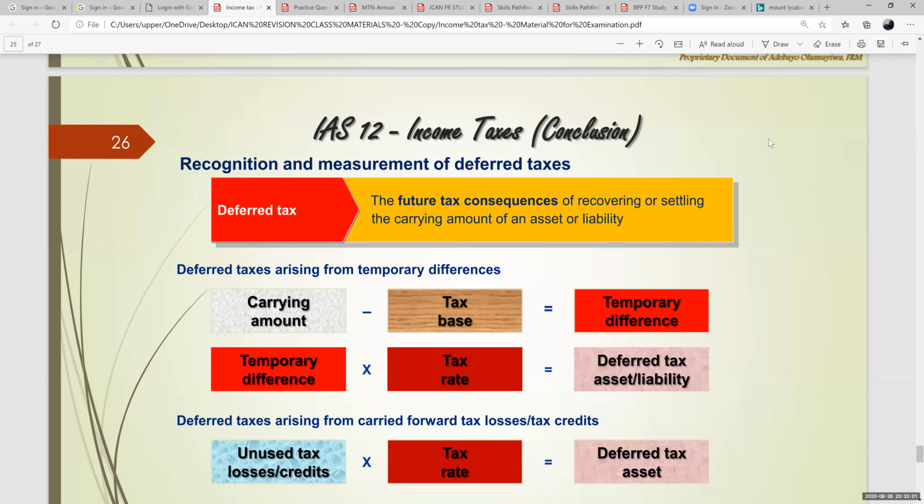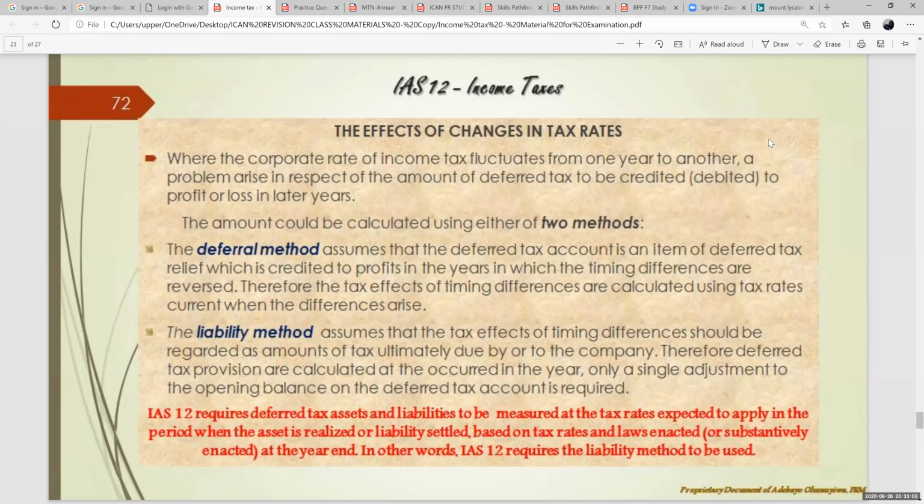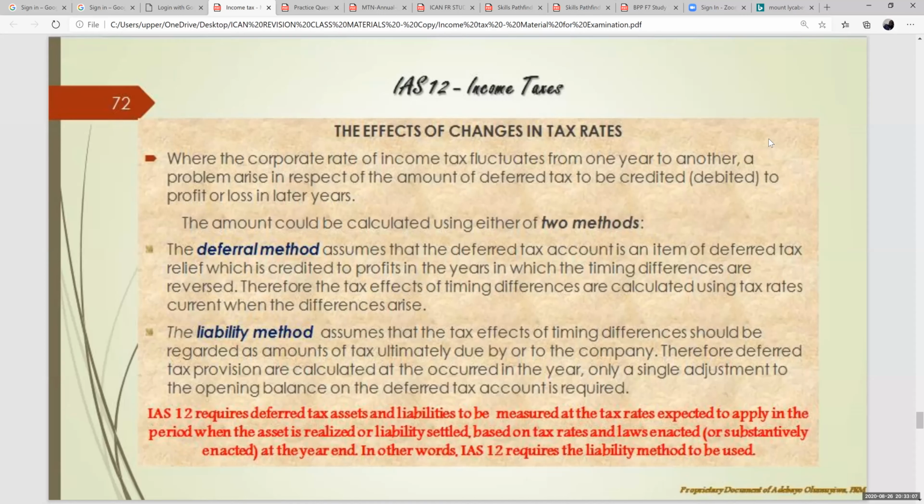Now, IAS 12, the effect of changes in tax rates. Where the corporate rate of income tax fluctuates from one year to another, a problem arises, which you also evidence in the solution we just completed. The problem arises in respect of the amount of deferred tax to be credited or debited to profit or loss in later years. The amount could be calculated using either of the two methods.